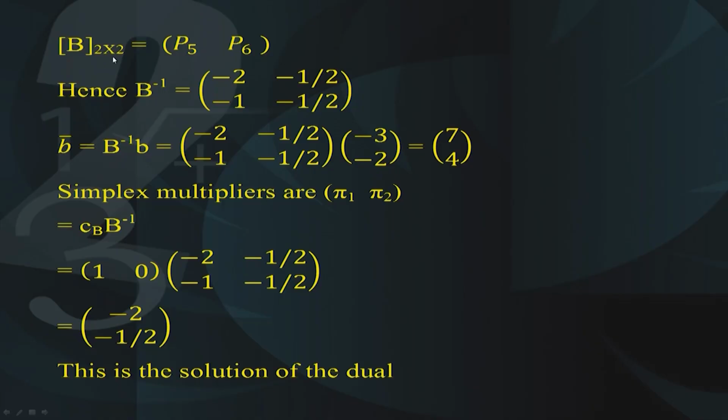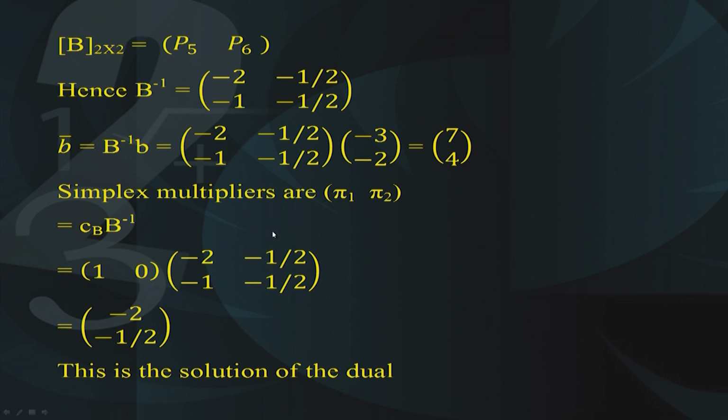If you look at this matrix B, that is the basis, the column basis, that is P5 and P6. So, what is B inverse? B inverse is nothing but minus 2 minus 1, minus 1 by 2 minus 1 by 2. And the B bar is nothing but B inverse times b, which is this matrix minus 2 minus 1, minus 1 by 2 minus 1 by 2, multiplied by minus 3 minus 2, which comes out to be 7 4. You can just check these calculations.